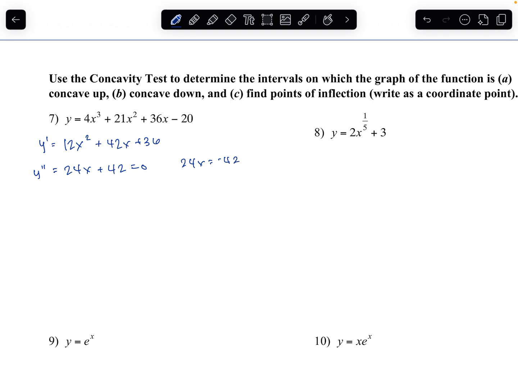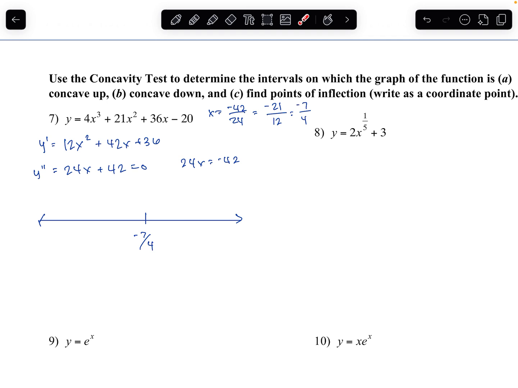And then that means x is going to be equal to negative 42 over 24, which is going to be equal to negative 21 over 12. Those are both divisible by 3. That's going to be equal to negative 7 over 4. So that is where the potential point of inflection is at. Only one, so it's at negative 7 over 4. Okay. So we just got to make sure that the second derivative does change sign.